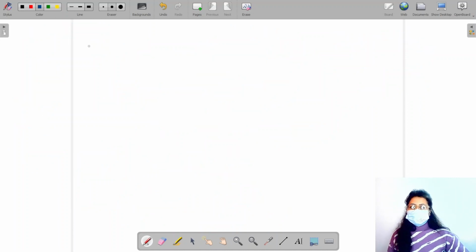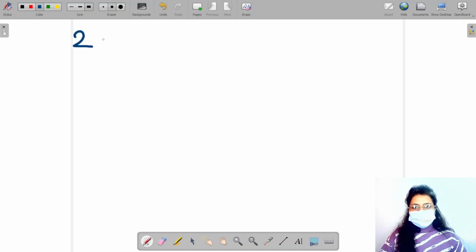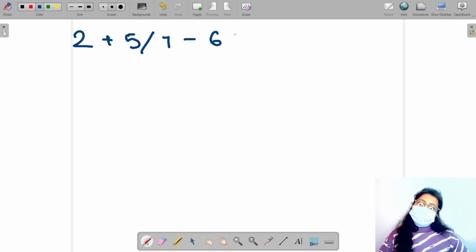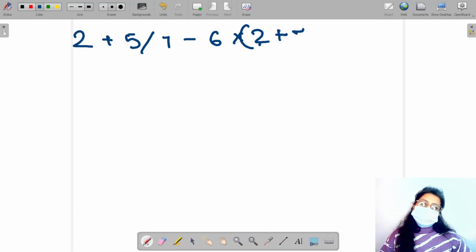Let's take one more example. If we have 2 plus 5 divided by 7 minus 6 into 2 plus 7 divided by 2.